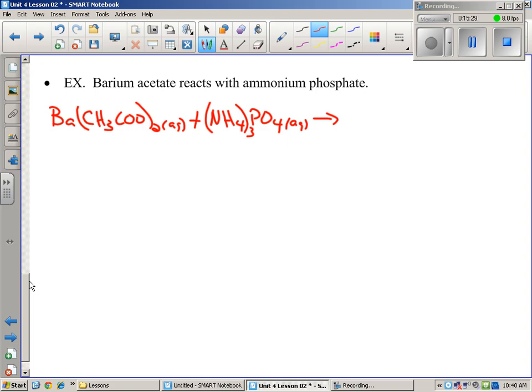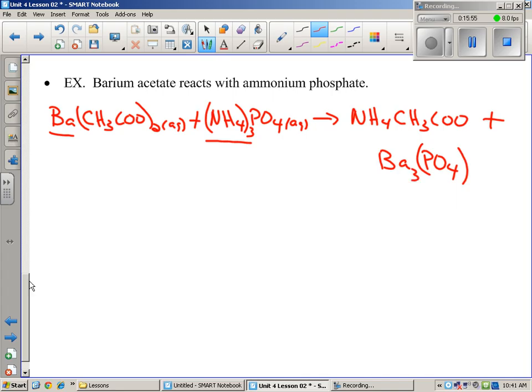Switcheroo, right? So barium is the metal, NH4 plus, right? The two positive ions need to switch places. Barium's a 2 plus, ammonium's a 1 plus. Those are the ones that need to switch. So you're going to get ammonium acetate and barium phosphate. Like so. Barium, of course, is a 2 plus, phosphate's a 3 minus, swap and drop. Okay?